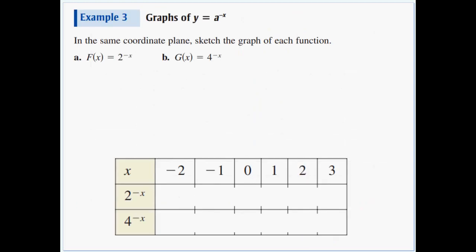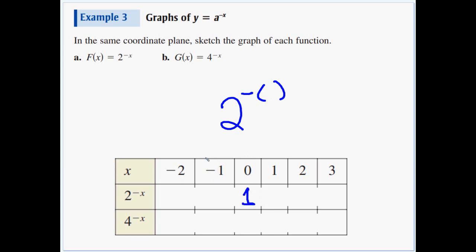What's next? Now, basically the same graphs, but now it's 2 to the negative x and 4 to the negative x. Again, I'm going to blue ink here. We'll do 2 to the negative, and then we're going to put numbers in these parentheses. So if we put in a 0, 2 to the 0 is 1. Negative doesn't apply to 0. It's neither positive nor negative.